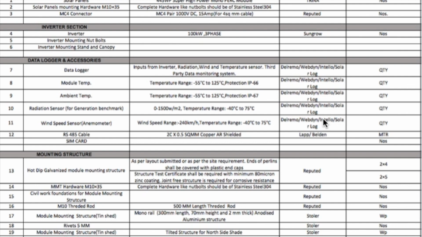Though inverters are IP65, that is, well protected from rain and dust, we will still need to give it a mounting stand and a canopy, depending upon where you are putting the inverter. Next, the data logger.